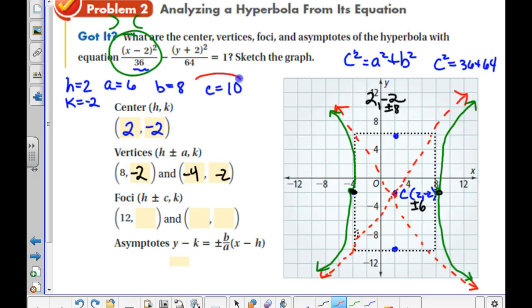So the foci are 10 units either way from the center. So if I take 2, -2, where am I going to add the 10? To the x, because it's going out left and right. So I get 12, -2. If I subtract 10, 2 minus 10 is -8, -2. So it should be over here is one foci, and the other one's over here. Does that look reasonable? Okay.